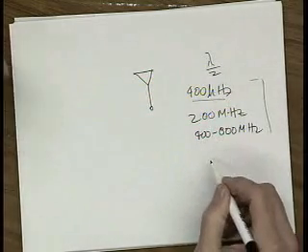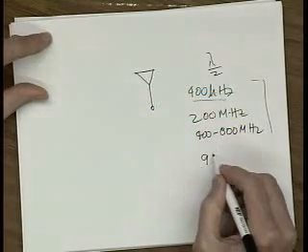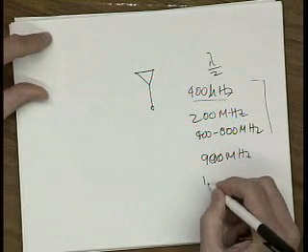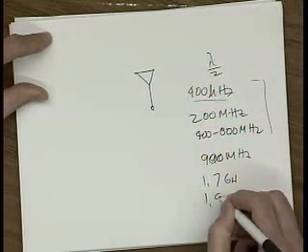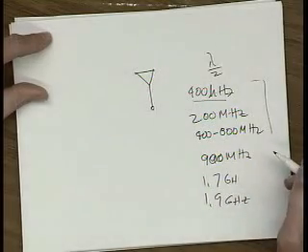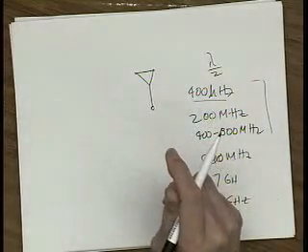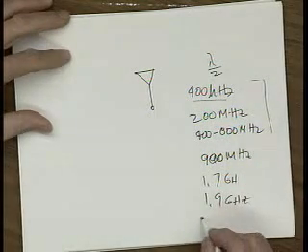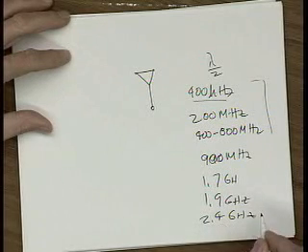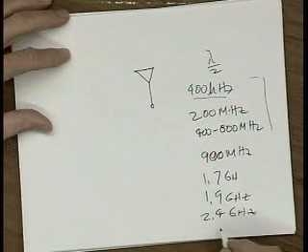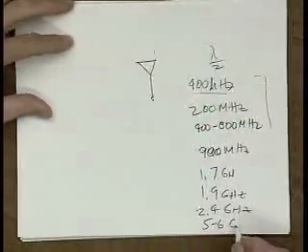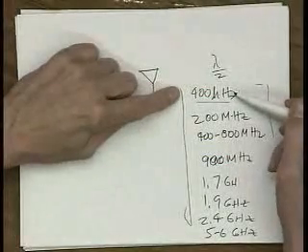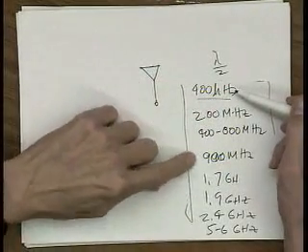Then cell phones run around 900 megahertz, a bunch of them. Then there's a bunch of phones up at 1.7 gigahertz and 1.9 gigahertz. You might guess the antenna is getting smaller and smaller all the time. In Wi-Fi, 802.11b runs at 2.4 gigahertz, and 802.11a runs around 5 to 6 gigahertz. A bunch of years ago all you had was AM radio. As technology has gotten better, we've moved up to higher and higher frequencies.